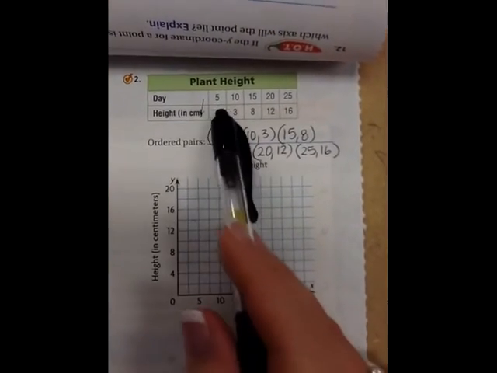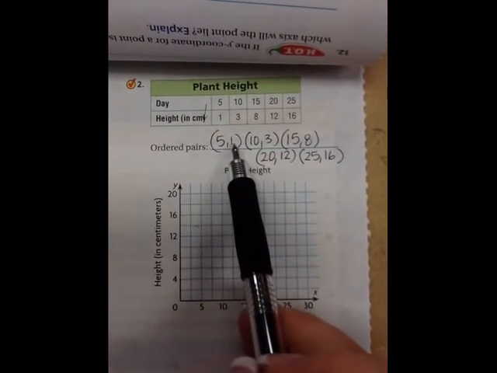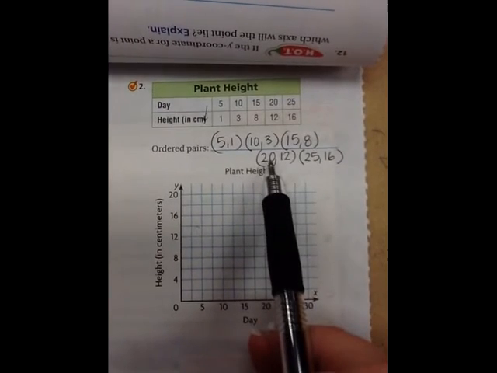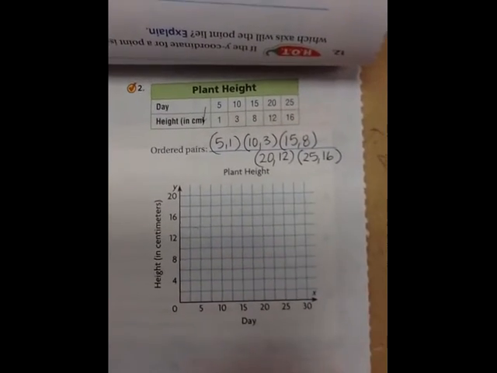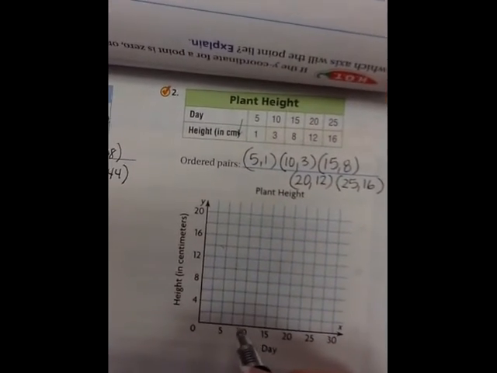Okay, so from here, now you've moved it down here. For day 5, it's 1 centimeter. Day 10, it's 3 centimeters. Day 15, it's 8 centimeters. Day 20, it's 12. Day 25, it's 16. And simply you go down here and you graph it as well.